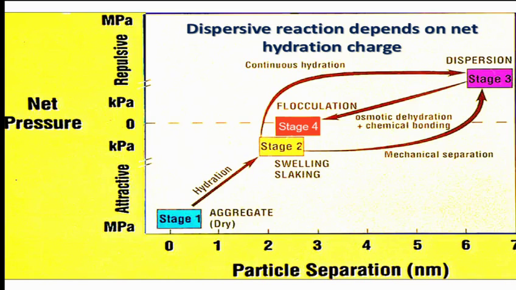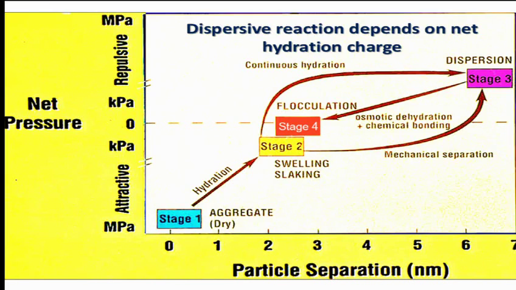Or at the stage of swelling and slaking, when the attractive forces between the particles are in kilopascal, you can separate them by mechanical separation. That's where the rainfall impact comes. The rainfall impact comes at the stage when the soils have already reacted and gone to swelling and slaking, and then the mechanical separation takes place because of cultivation or mechanical shaking or rainfall impact and so on. Now, going back to flocculation.